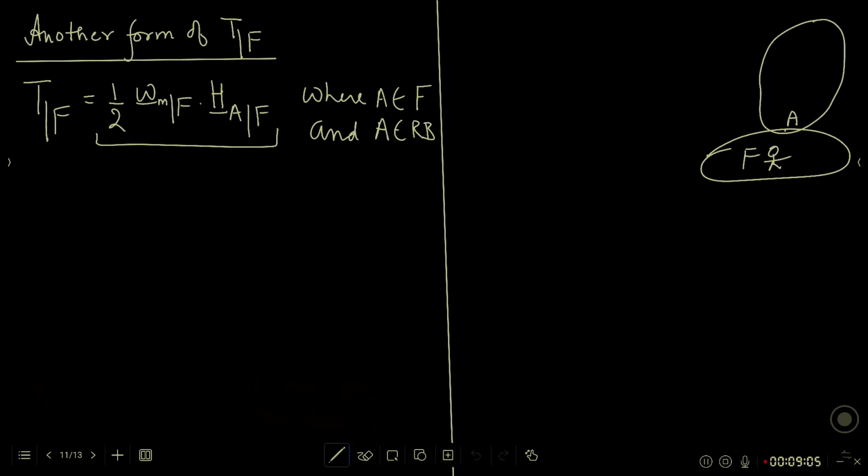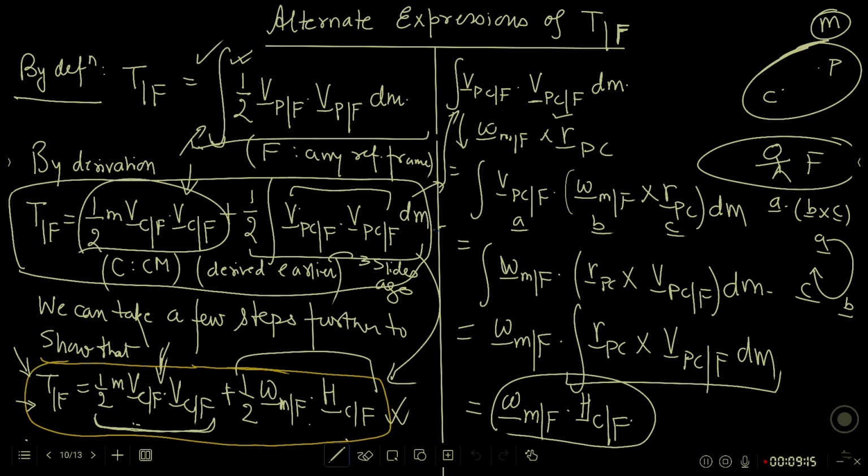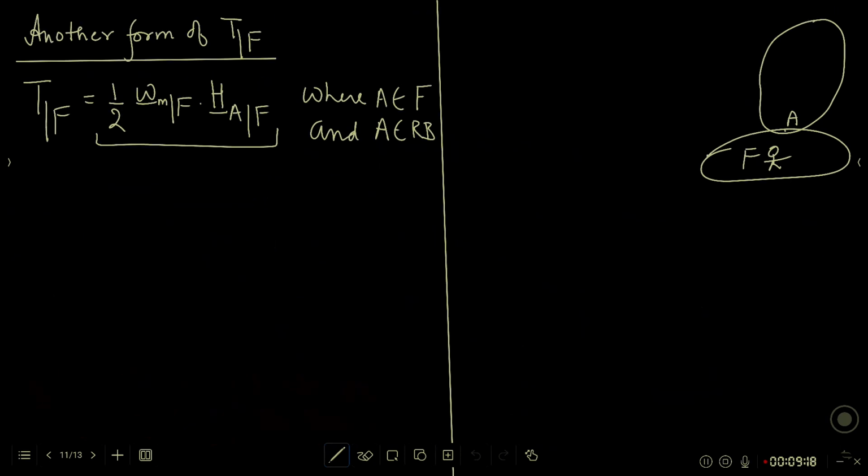What kind of point is that? Of course, A is fixed to RB, but then C was also fixed to RB. So there is nothing new in that way. But then this is the new condition. A is fixed in F also. Keep in mind, A is fixed in F also. So it's a situation something like what I have shown here. This is the RB, it's undergoing some motion, this is the reference frame, but there is one point common to the RB and the frame.